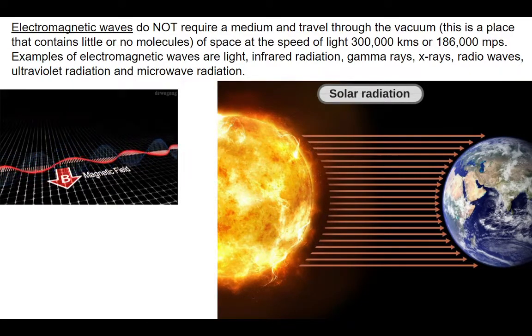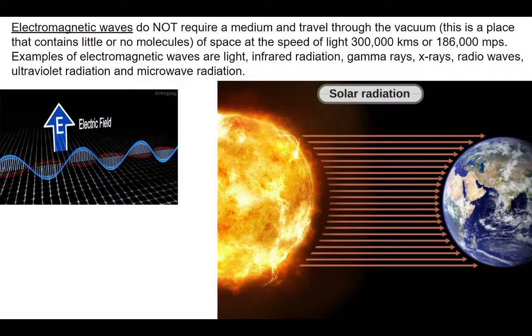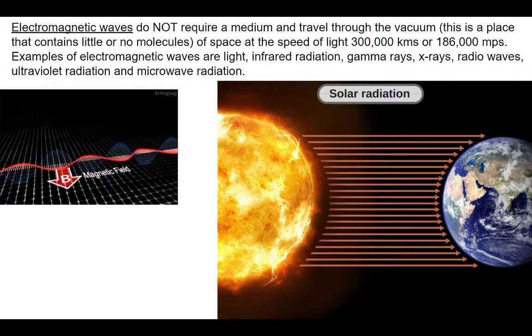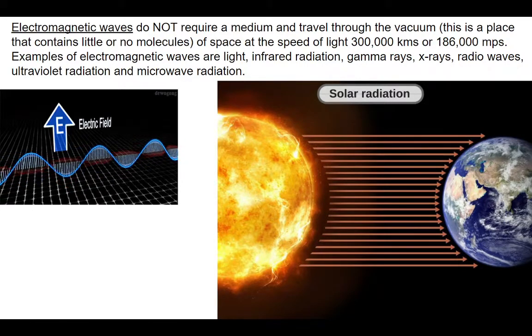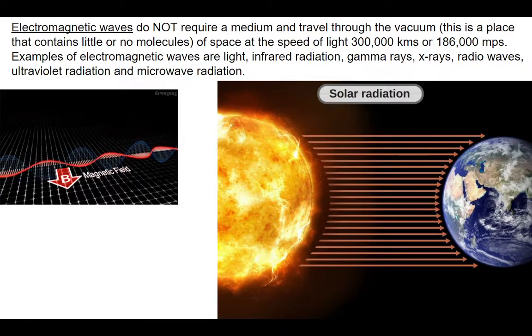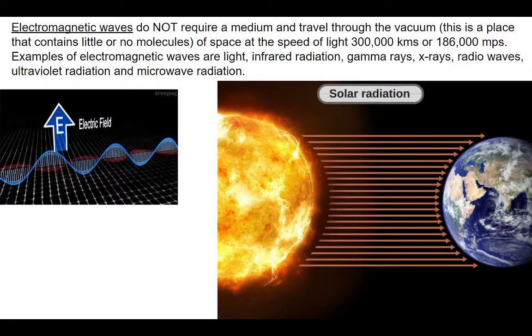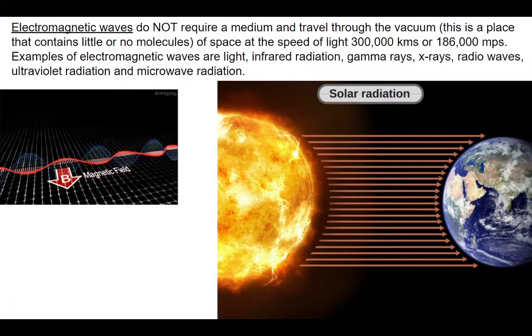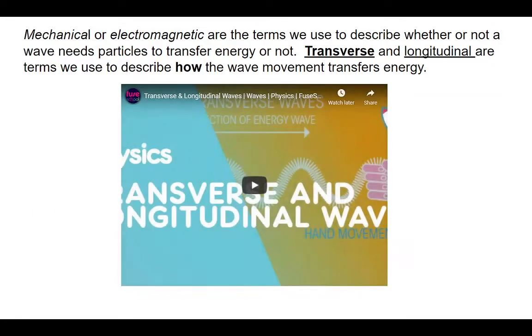Glass is a medium, so light can travel through a medium, but it doesn't require it. So the 7 types that we have: light, infrared radiation, which you sense as heat, gamma rays, X-rays, radio waves, ultraviolet radiation, and microwave radiation.